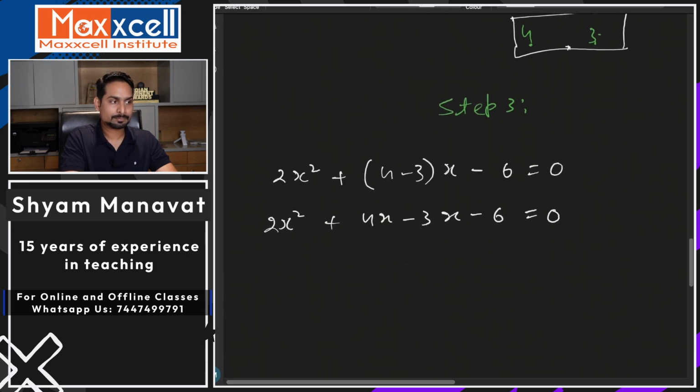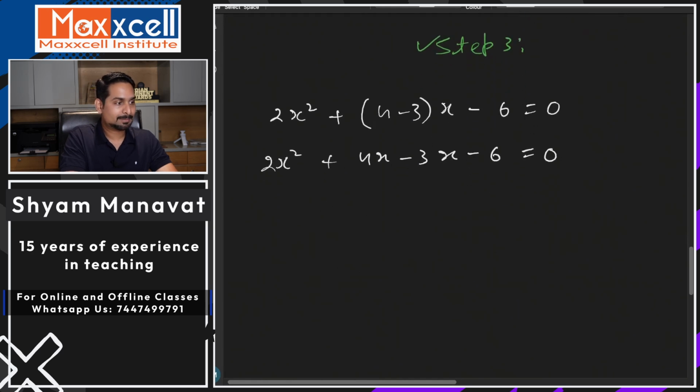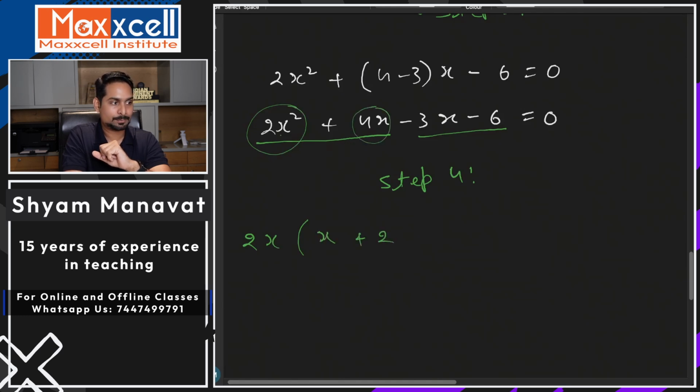Now step number 4. Is step number 3 okay? Yes, you split the middle term. Then step number 4, you take something common from the first two terms and take something common from the next two terms. From here you can take 2x common. So what is left? From here you got x, and from here you got plus 2. Now from the next two terms also you have to take something common, so that the left out should be x plus 2. Remember, the left out should be x plus 2.